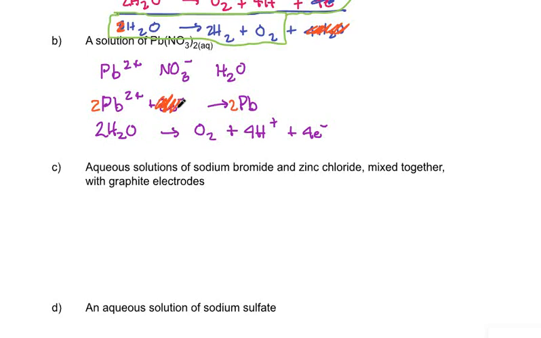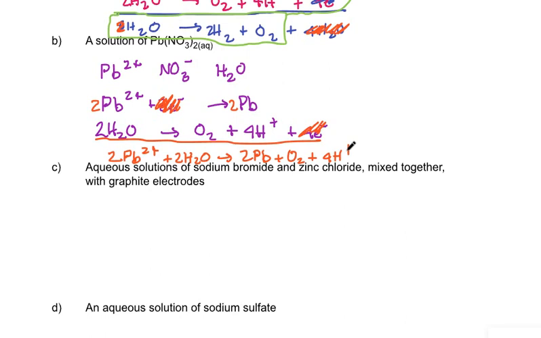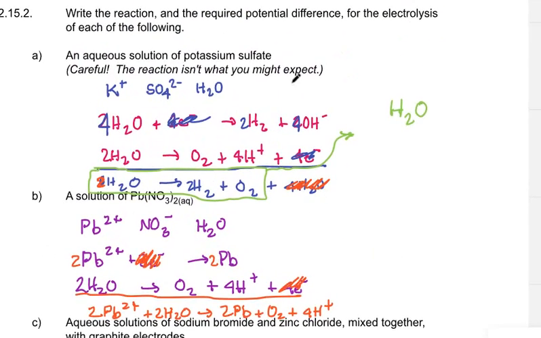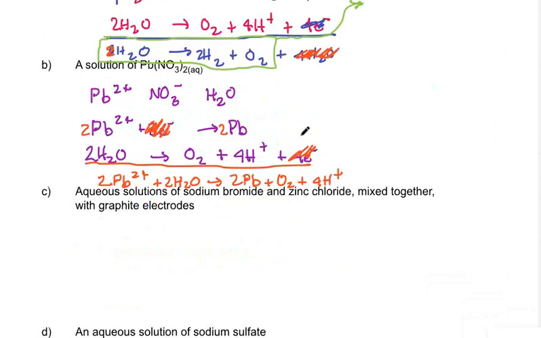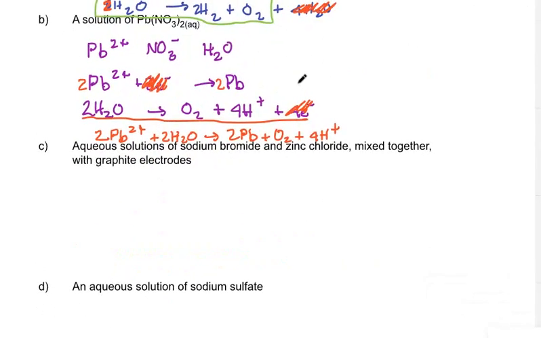That is good. Now we can cancel the electrons and write our net reaction, which will be 2 lead 2s plus 2 H2Os gives 2 lead metal plus oxygen plus 4 hydrogen ions. Okay, and I remembered while doing this one that they also asked for the potential difference, which I forgot to do for part A. I'll have to circle back, but let's take care of this one first.